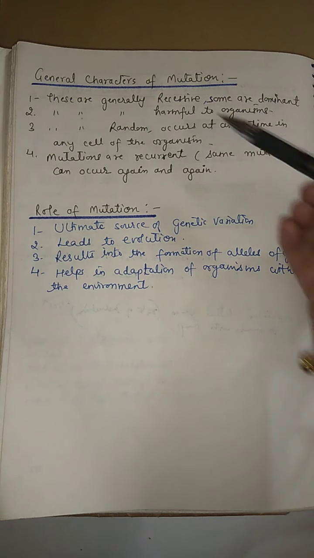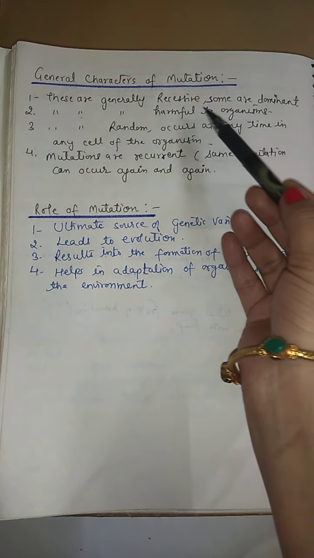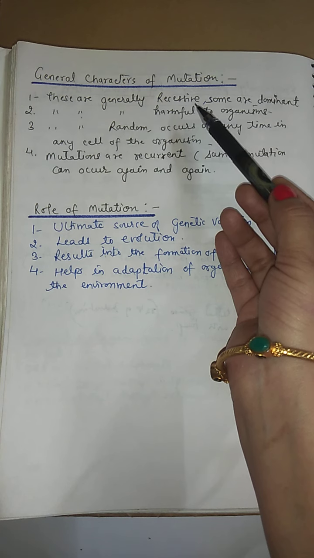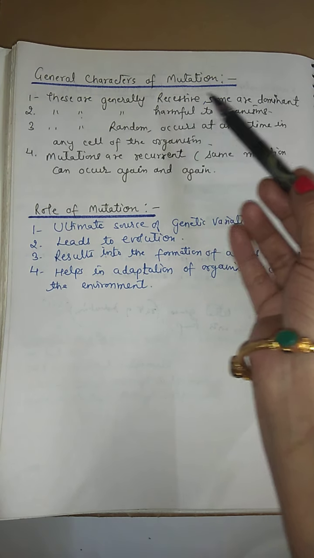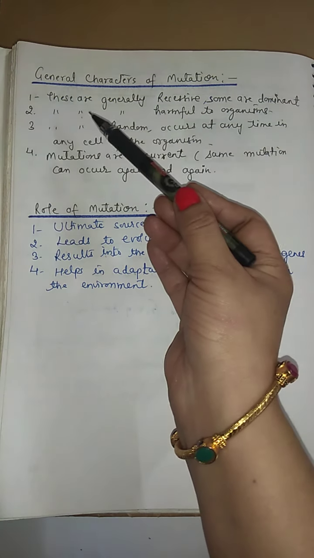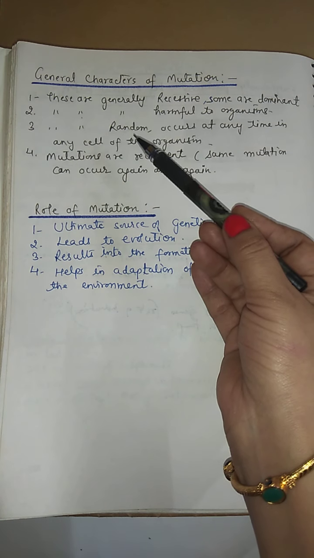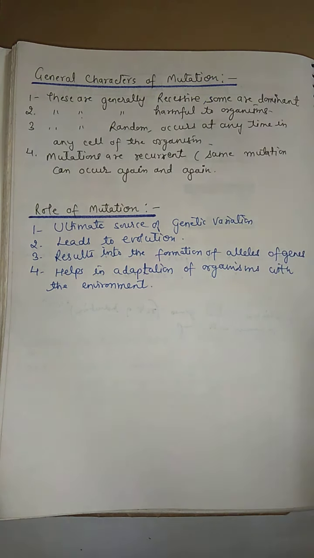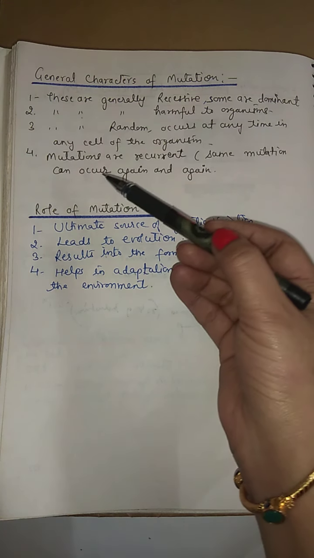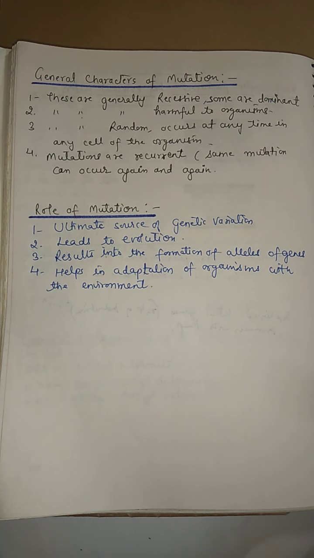The general characters of mutations: they are generally recessive, meaning they are due to the deletion of some dominant genes, hence these mutations are recessive, although some dominant mutations are also seen. Secondly, these are harmful to organisms. These are random in appearance, meaning they occur at any time in any part of the cell. And last, mutations are recurrent, meaning the same mutation can occur again and again.